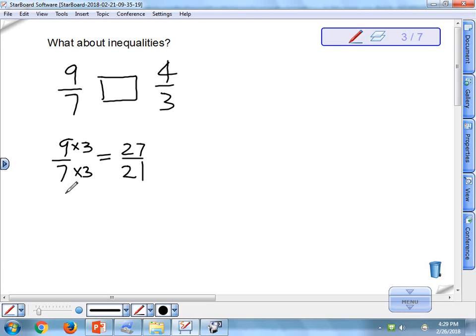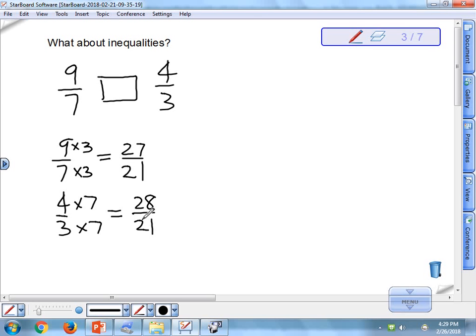Similarly, I'm going to take 4/3 and do the same thing by taking the denominator of 9/7. I'm going to take the 7 and multiply numerator and denominator again. 4 times 7 is 28, 3 times 7 is 21.